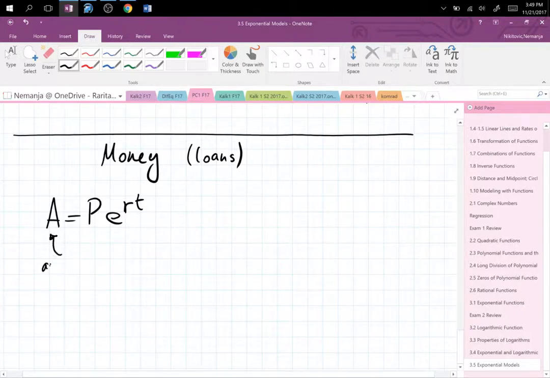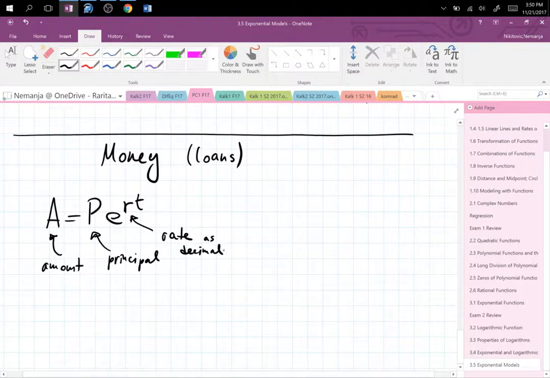So amount, principal, rate as decimal, and then time in years, which means 6 months is 1/2. So be careful about those problems, right? 1 month is 1/12, 2 months is 1/6, and so on. So the time is given in years when we talk about these money problems.